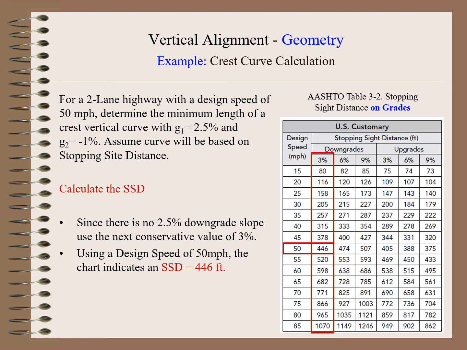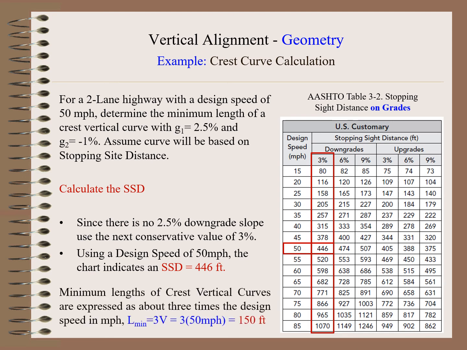Now, before we calculate the length of curve, we're going to go over the minimum length of crest vertical curve, as expressed as about 3 times the design speed in miles per hour. So the equation would read L min equals 3 times the design speed. And when we plug in the numbers, we get 150 foot for our length of curve, which is our minimum length of curve. So when we calculate our length of curve, it has to be greater than 150 foot.